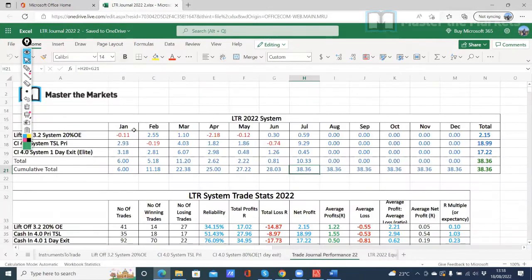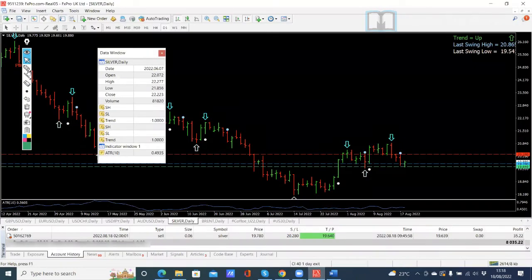Not only that, we also analyze it over here, and you can see that across all three strategies, we're up 38.36%. And just for one day exit alone, we're up 17.22% so far. Right, so that's to do with our results and why the strategy must continue to work. Okay, that's the first thing you need to consider before scaling up.